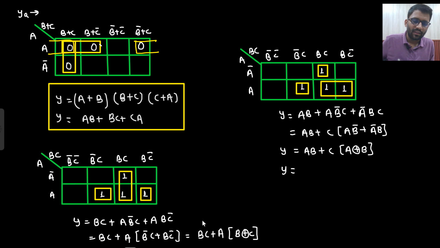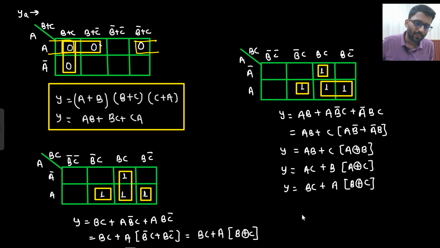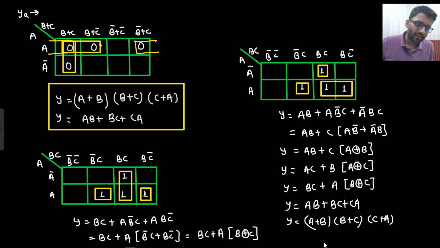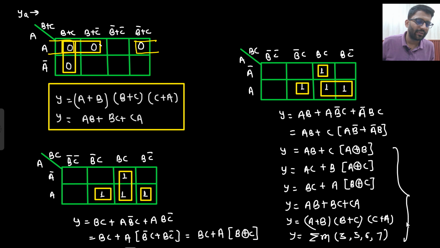So this is your Y. Similarly, Y could be, for BC we have done, so AC plus B A XOR C, and Y is BC plus A B XOR C. Also your Y is AB plus BC plus CA. Also your Y is A plus B into B plus C into C plus A. And also your Y is summation M 3, 5, 6, 7. And all these are the same only.